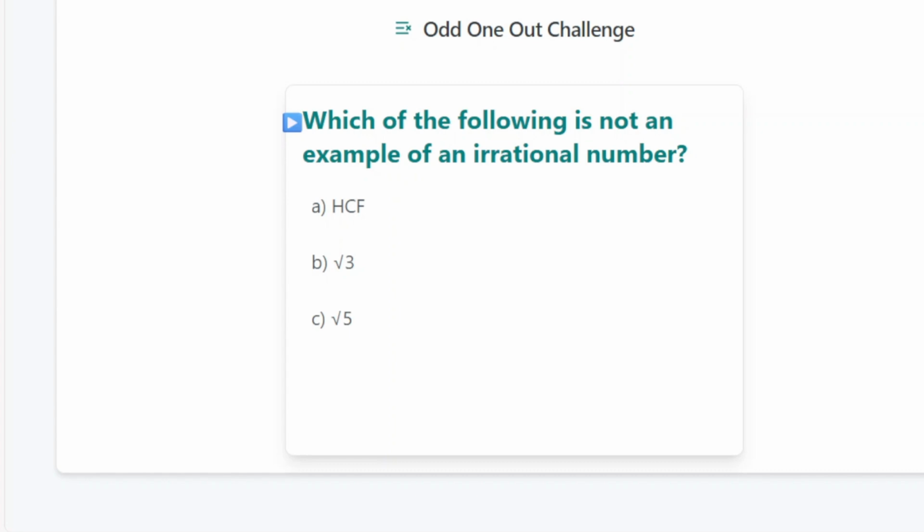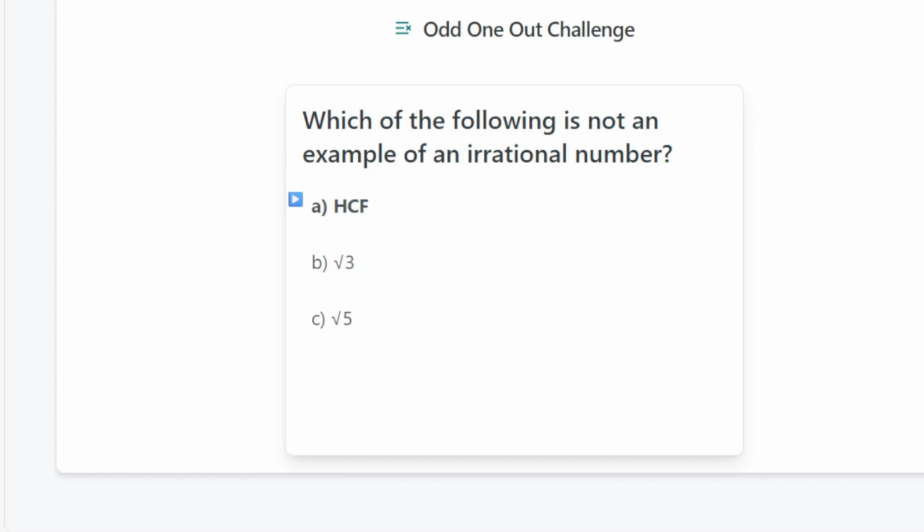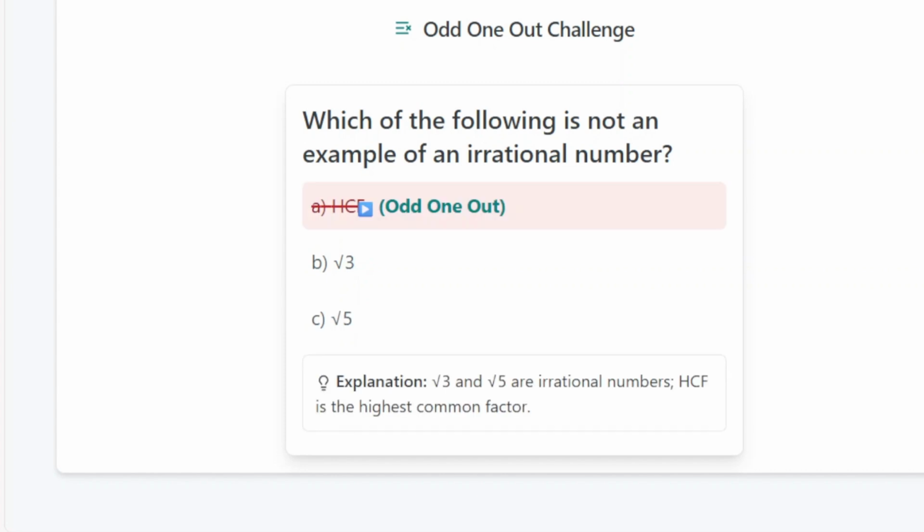Which of the following is not an example of an irrational number? HCF. Square root 3. Square root 5. The odd one out is HCF. Because square root 3 and square root 5 are irrational numbers, HCF is the highest common factor.